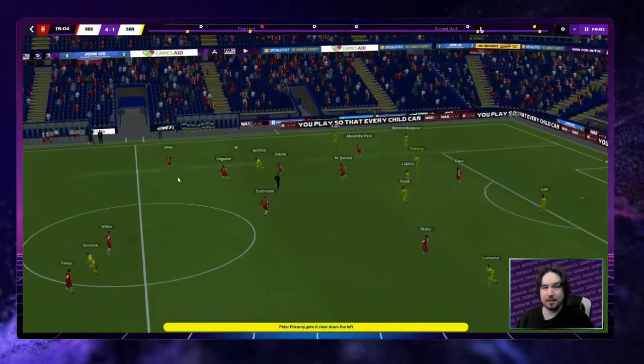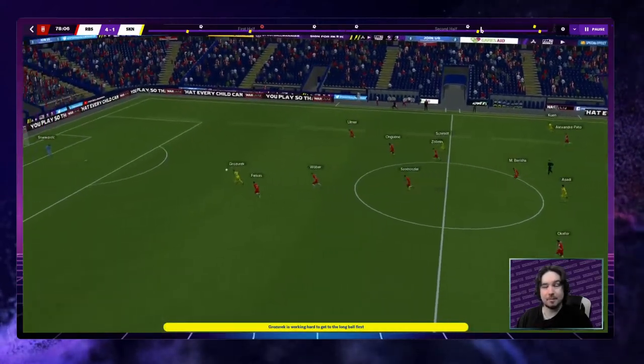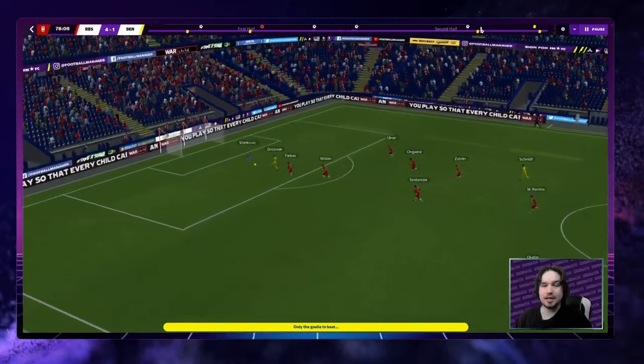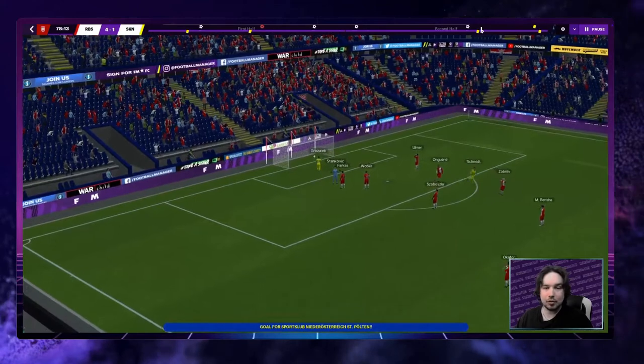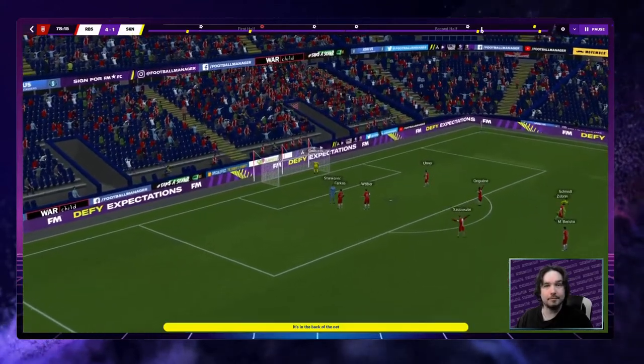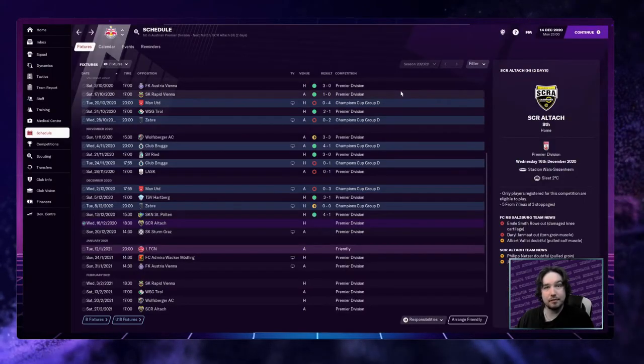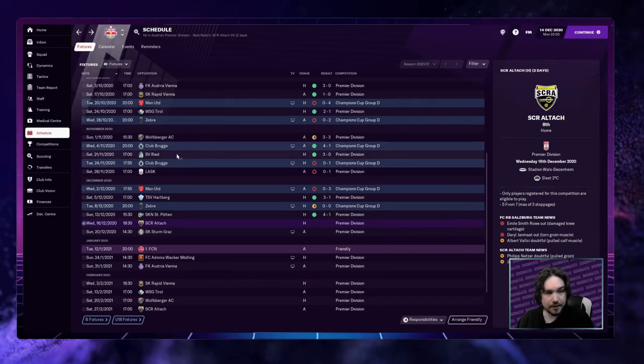In the 79th minute, St. Pölten grab themselves nothing more than a consolation goal. Gruzarek makes it 4-1. So as we can see here, that was our last 7 fixtures, starting from the SV Reed game. So it was a 3-0 win.